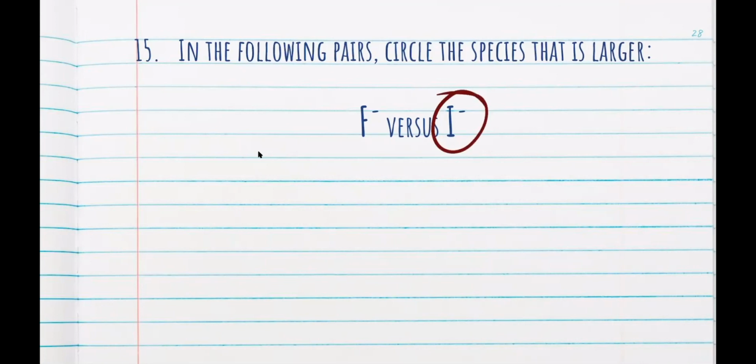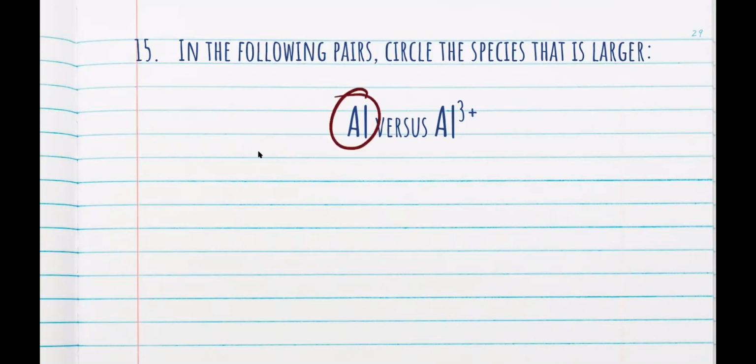Let's move on to our next one. Now we have aluminum and the aluminum ion. Same pattern: because it did lose those 3 electrons, it did lose its outside shell, meaning that it is smaller. The protons are also going to be able to pull those remaining electrons closer. So aluminum is our larger one.